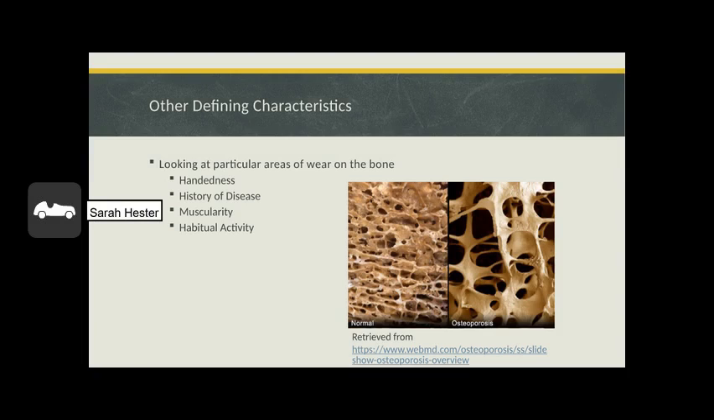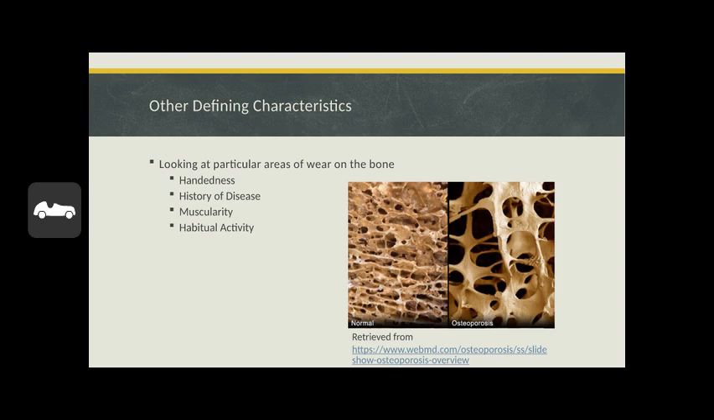Other defining characteristics that can be determined to increase the chances of identification include handedness, as in which hand was the individual's dominant one, disease history, muscularity, meaning if the individual was either lean or more muscular, and habitual activity.